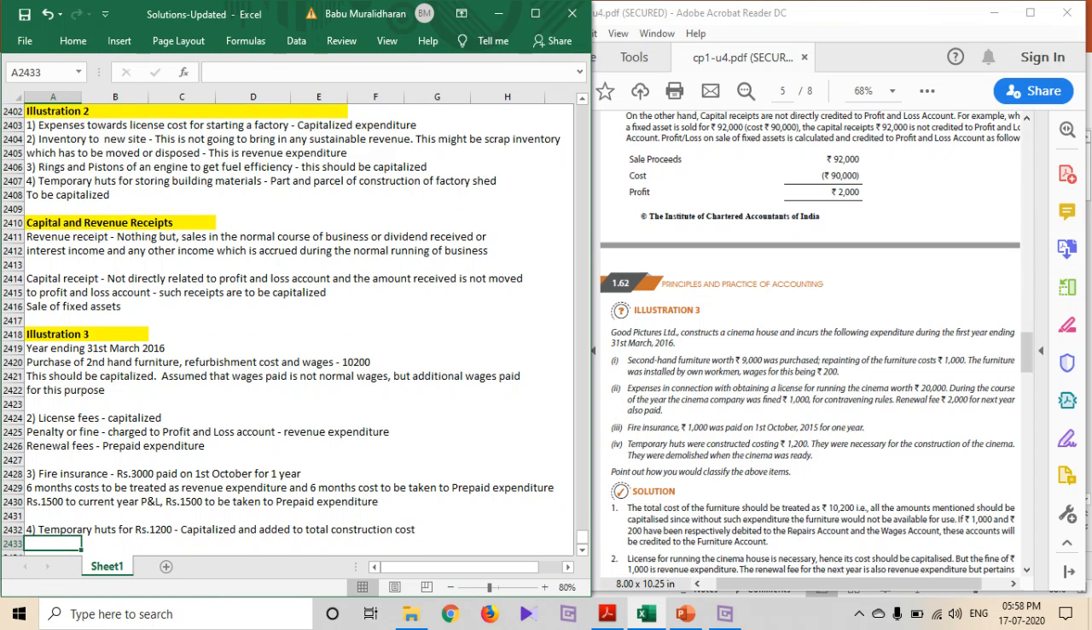Hope the students have understood this and are clear on what is capital receipts and what is revenue receipts, and the questions that we solved in illustration 2 and 3. Any doubts or clarifications, you can send an email to babupriya@rediffmail.com, or you can put your comments on this video so that I'll come back to you immediately.